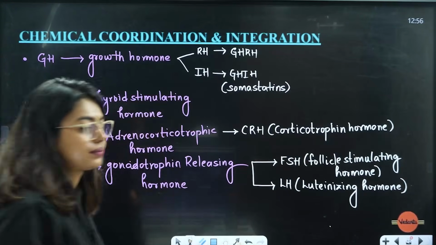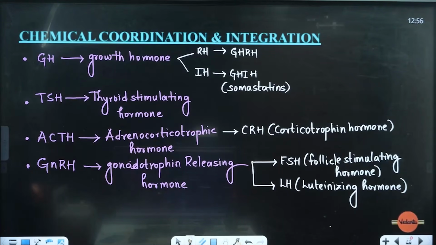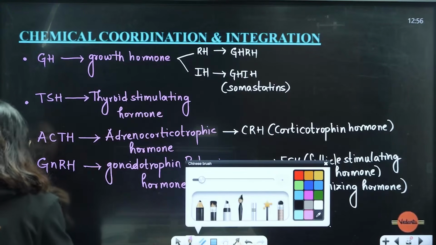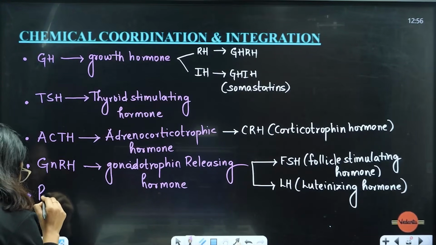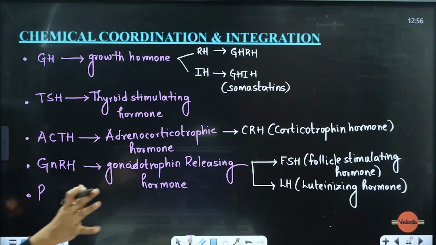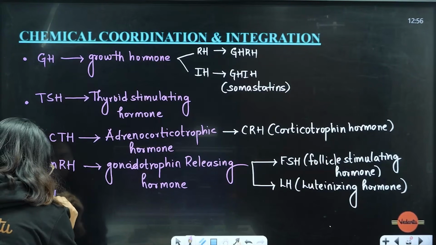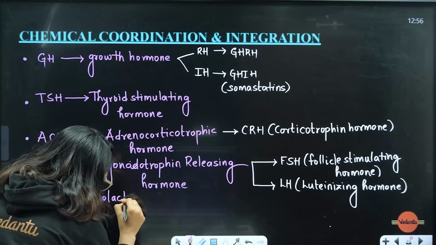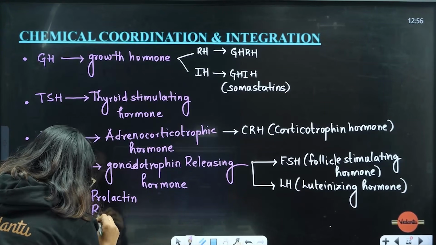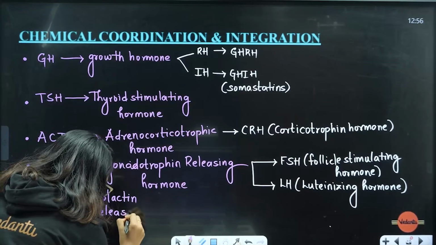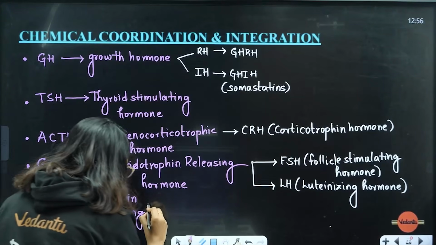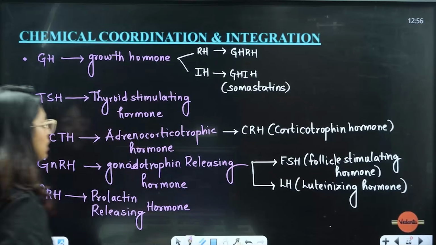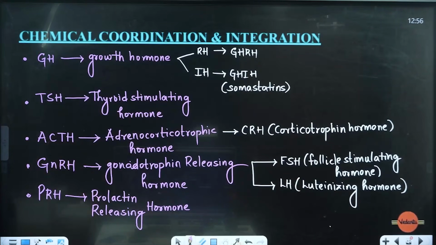Luteinizing hormone. Understood, ma'am? Okay, they are gonadotropins. Then what have they told students? They have told prolactin. PRH. Okay, prolactin is PRH because it is prolactin releasing hormone. Prolactin releasing hormone, you know, again milk ejection, other things will happen.